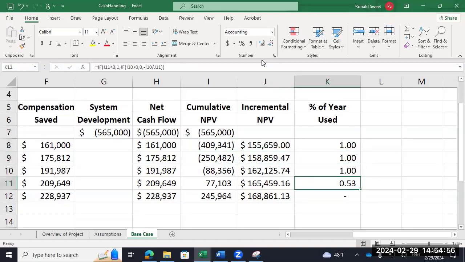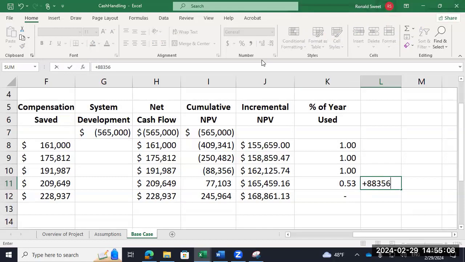Then we come to this year. In this year, we started off negative 88,000. And we brought in 165,000. So what percentage is 88,356 of this year's 165,459? How far into this year do you have to go until this goes positive, right? We start off with the deficit of 88,000. We brought in an additional 165,000. So it took us about 53% of the year before we went positive. So somewhere around 3.53 years, this project goes positive.